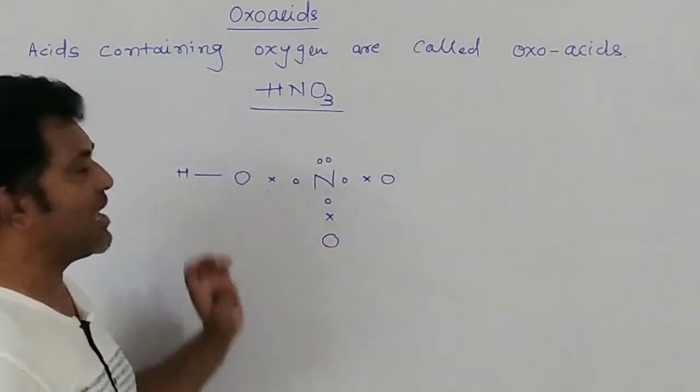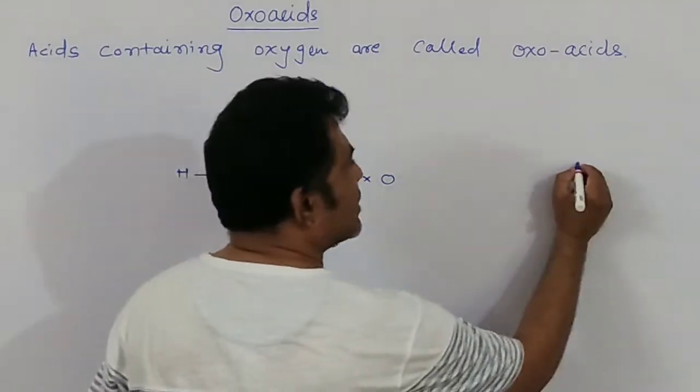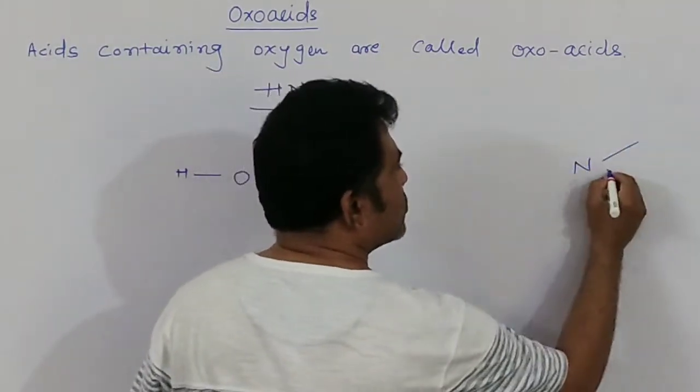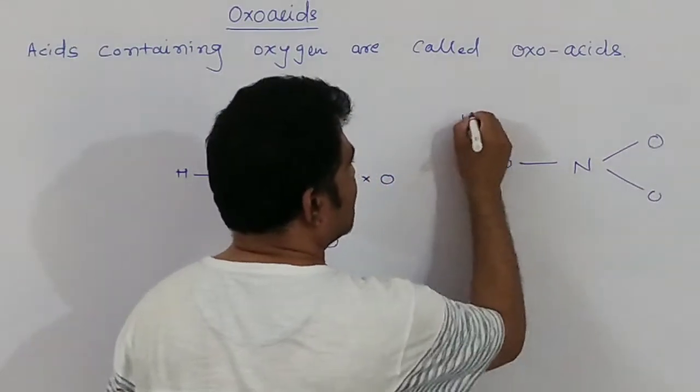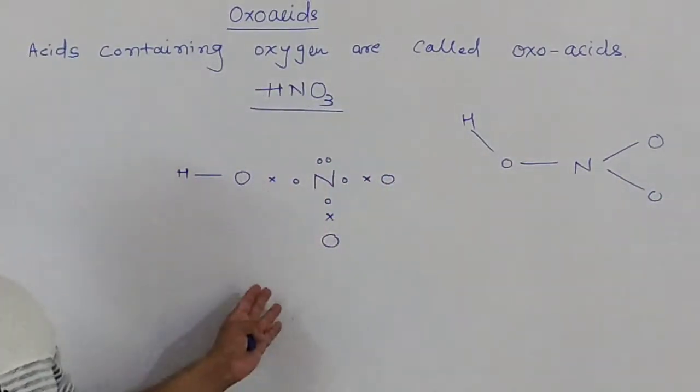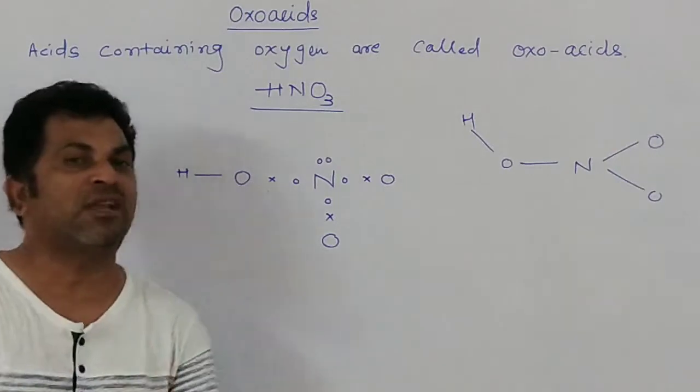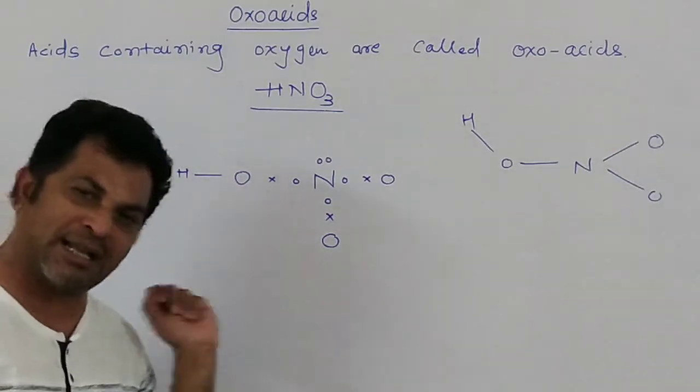3 oxygen, and so that structure was like this. I told you the scorpion structure. This is the planar structure. I have drawn here the electronic structure. Okay, but both are the same.